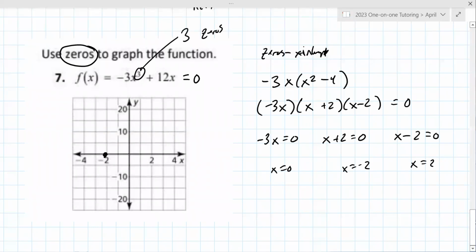Is to pick a number, not -2, not 0, not 2, like x equals 1, and evaluate it. So -3 times 1 cubed plus 12 times 1. Could you give me that, please? 1 cubed, so it'd be -3 plus 12, so then 9. So 1 and 9, so roughly there.